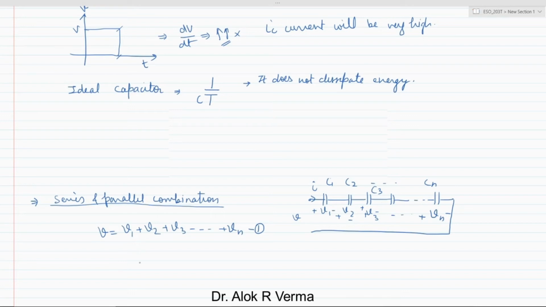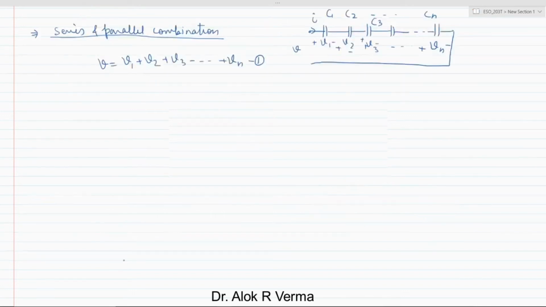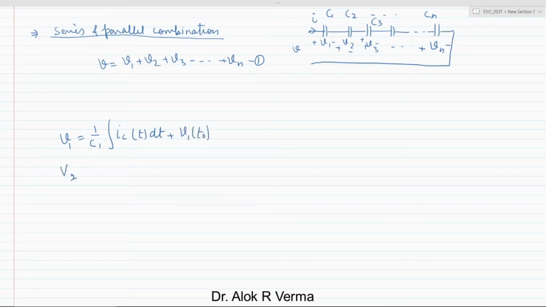Okay, so the voltage across a capacitor is V equals 1 by C integral of IC dt plus V1 at t naught. And V2 will be what? Similarly, 1 by C2 integral IC of t dt plus V2 at t naught. So when we are calculating, what we are assuming is that when all are in series, the current will be the same.